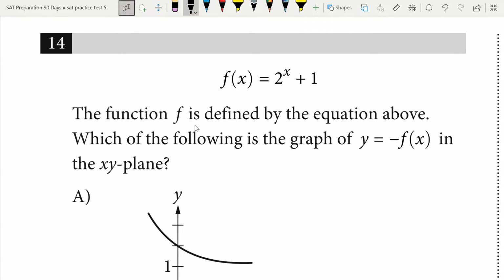Here is an SAT tip and trick for you that deals with raising a number to the power of 0 and also flipping a function over its x-axis. To illustrate these two tips, I'm going to take a look at question 14 from SAT Practice Test 5.